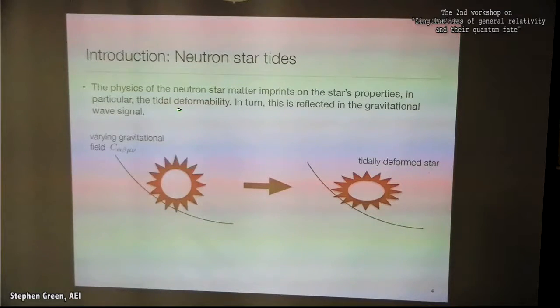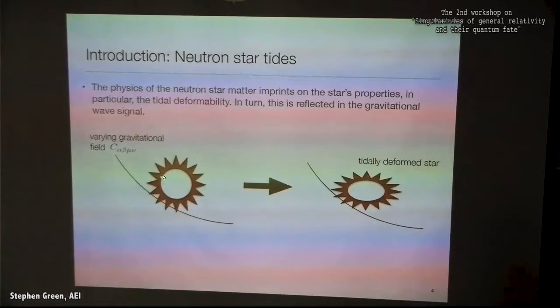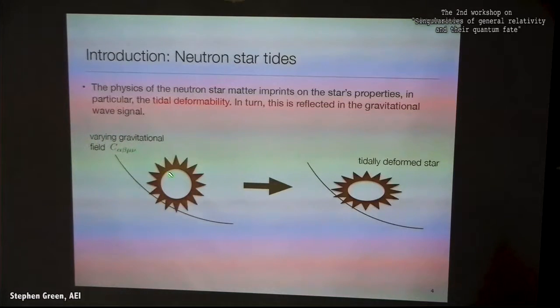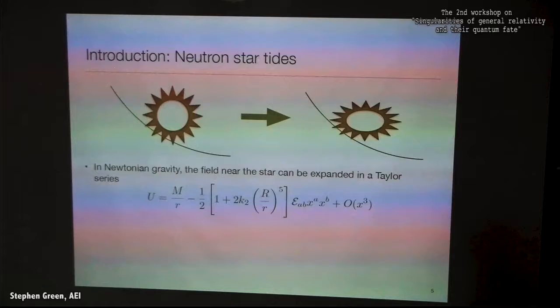So if you have one neutron star, it deforms the other one, and this is then reflected in the gravitational wave signal. The idea here is we have some varying gravitational field, which we'll describe by the Weyl tensor. Imagine putting some neutron star in some vacuum region of space-time, and that causes a deformation of the star. Now, these tides, of course, are well known from Newtonian gravity because we see them on the Earth.